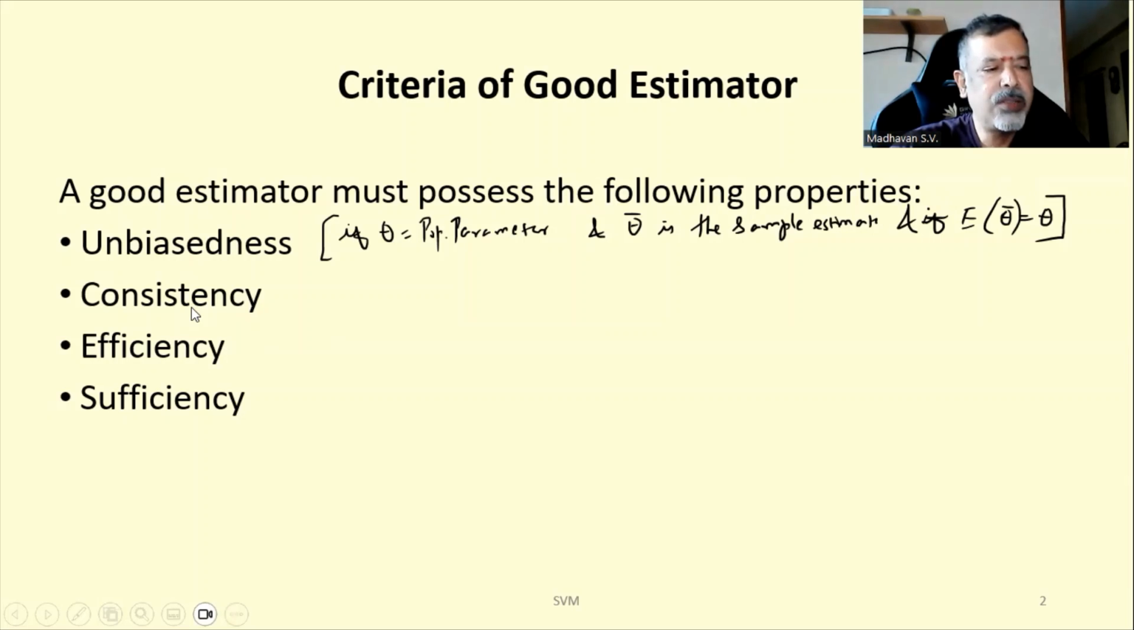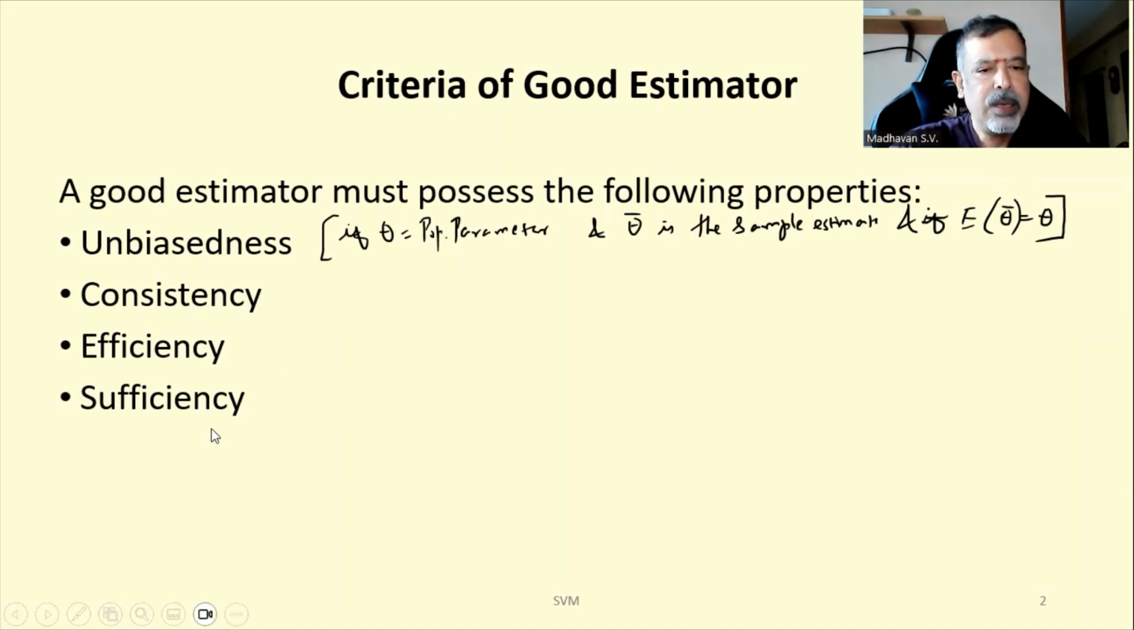When we talk about consistency, it means that if I keep on increasing the sample size, the estimate will almost be equal to the parameter. Efficiency means whichever estimator has the least variance is considered to have better efficiency than the others.